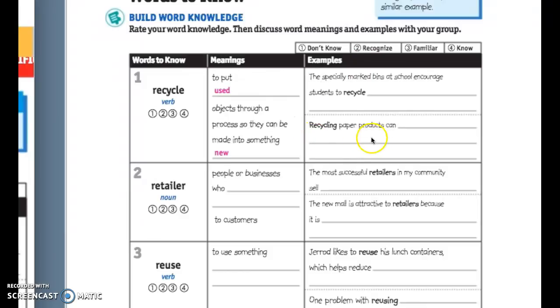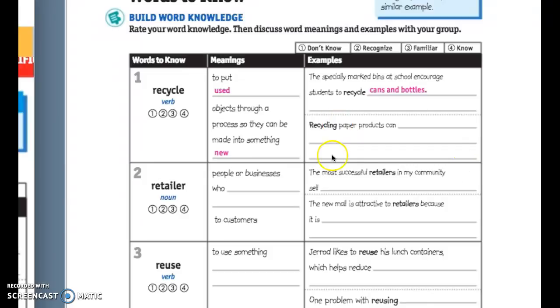Let's come over here to the examples. This one says the specially marked bins at school encourage students to recycle cans and bottles. We have one in my room. It's actually up under the table where you get the pencils and the Chromebooks. It's a big bin covered in black trash bag, but it's actually marked. It's encouraging you to put your cans and bottles in there.